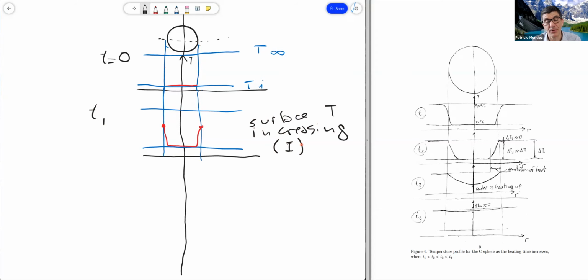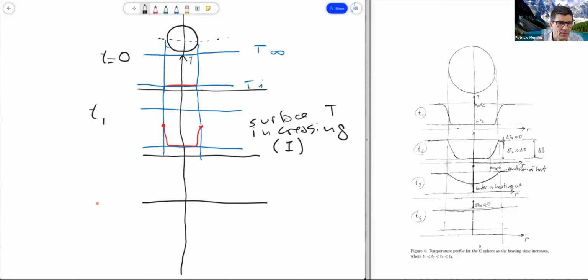And this graph matches the previous one we did, pretty much the same thing. One is seeing it versus time, and this is seeing it at different stages in time across the positions in the sphere. Okay, let's see T2 at time 2. I didn't mark it here, but here we have Ti, here we have T infinity. We would have, again, Ti, T infinity.